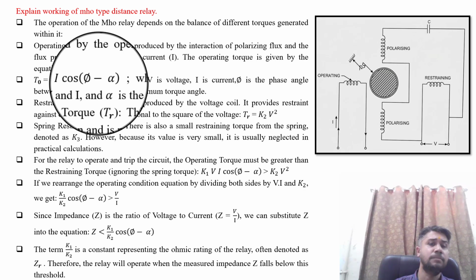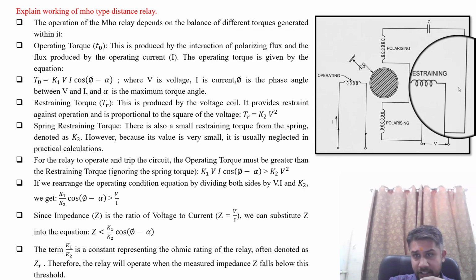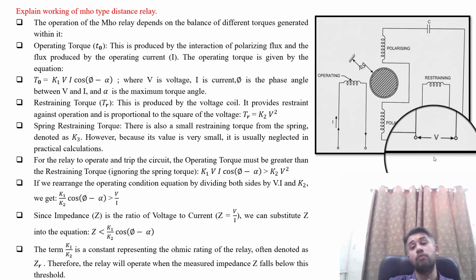Restraining torque TR is here. The restraining coil is directly connected with the system voltage, so the restraining torque is naturally produced by the system voltage. It is produced by the voltage coil, restrains against operation, and is proportional to the square of the voltage, that is, TR can be given as constant K2 V square.